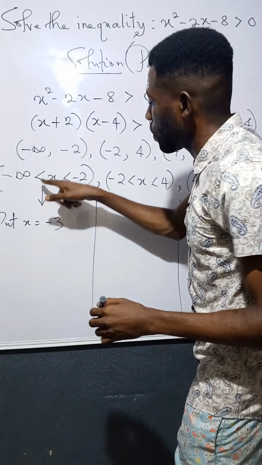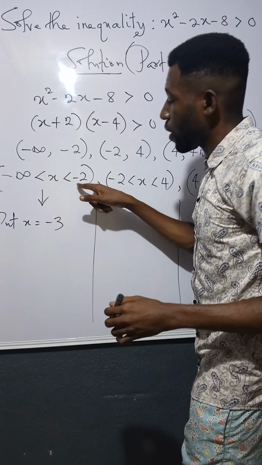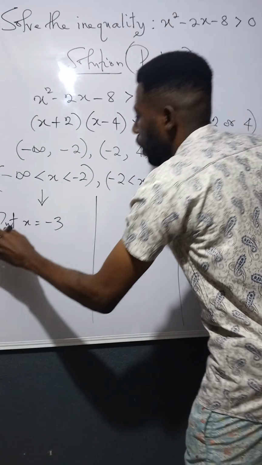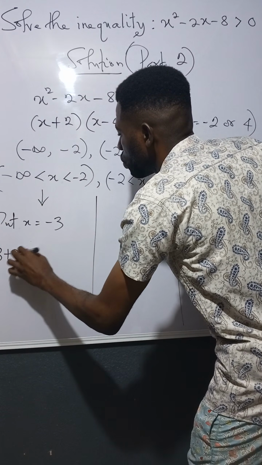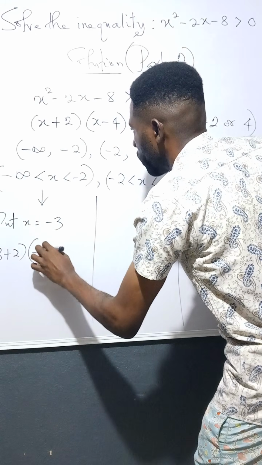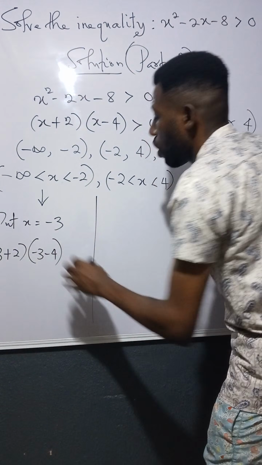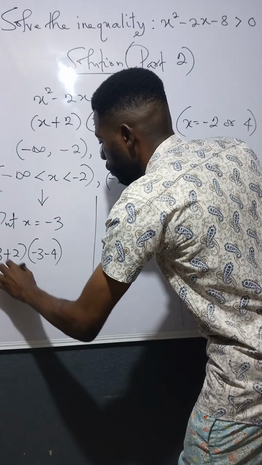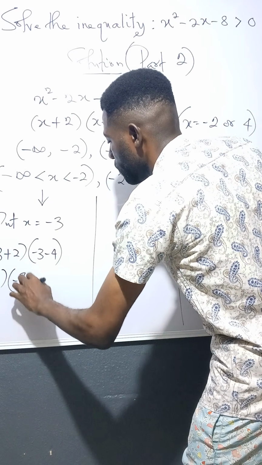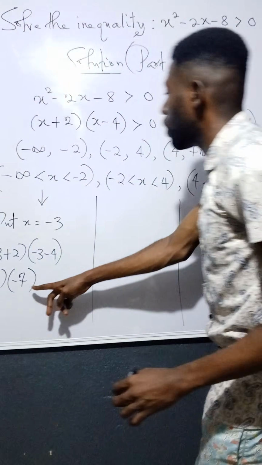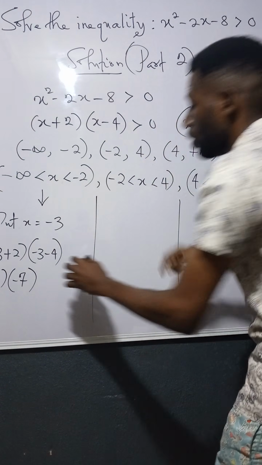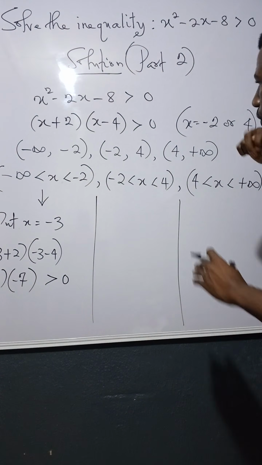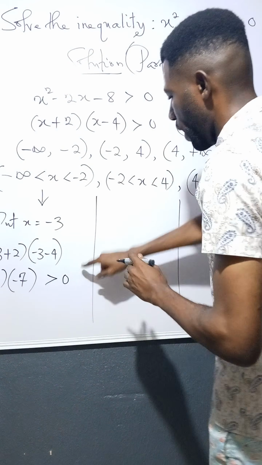Since x is less than minus 2, I put minus 3. If I put minus 3 into this expression, I'm going to have minus 3 plus 2, then minus 3 minus 4. What would that give me? This will give me negative 1, and this will give me negative 7. Negative 1 times negative 7 is positive 7, which is greater than 0. Hold on to that. Now, it's valid.